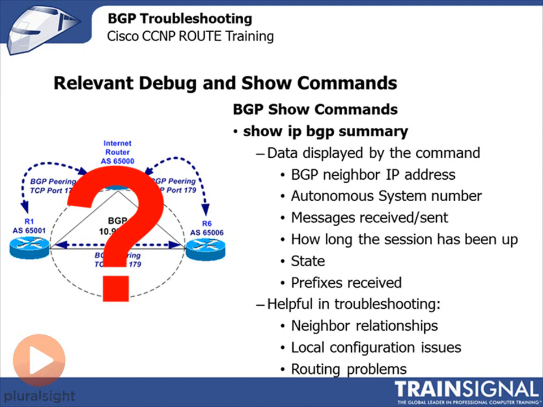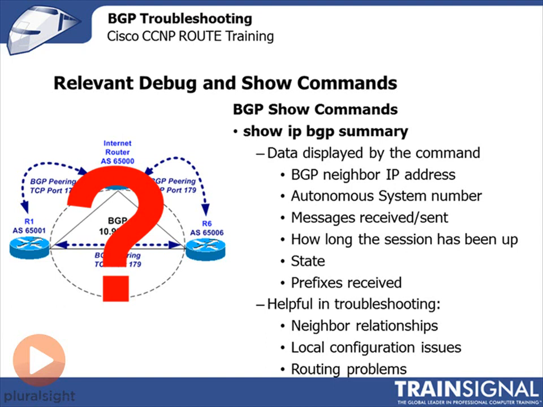Show IP BGP summary is extremely helpful. It'll show you your configured peer IP addresses, your AS number, the number of messages received and sent. If those are 0, you've got big problems. How long the session has been up. The state, meaning is it active? Is it idle? Is it established?